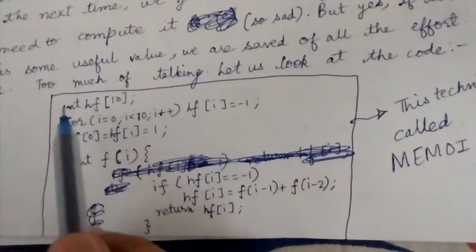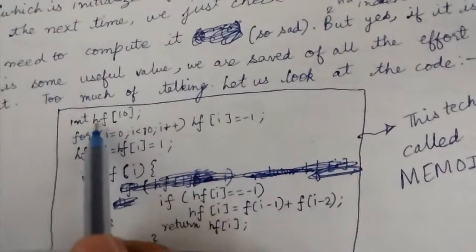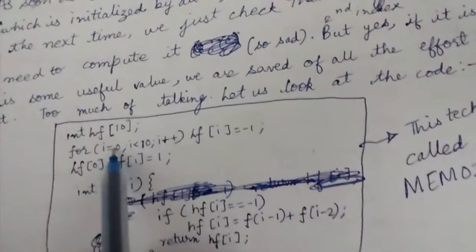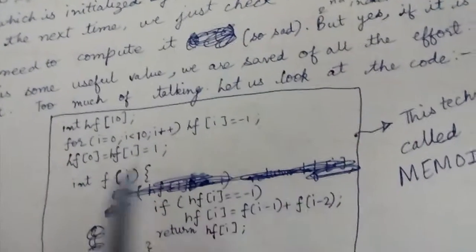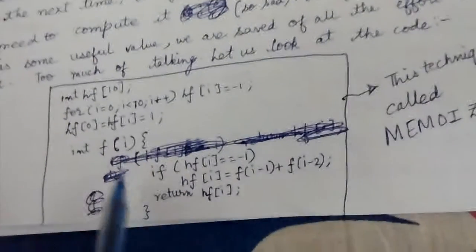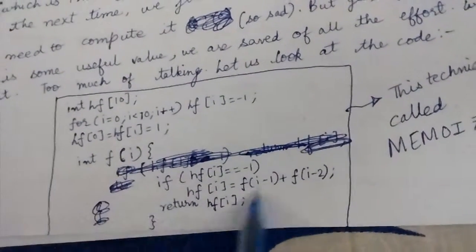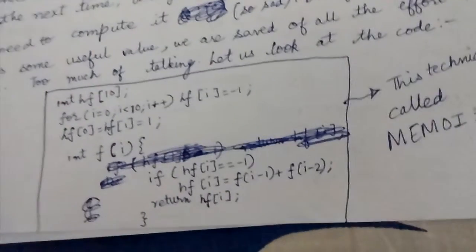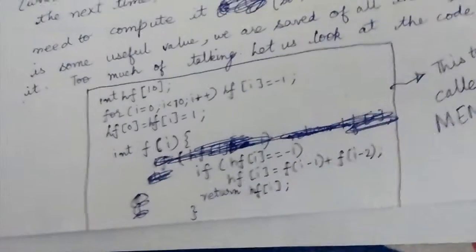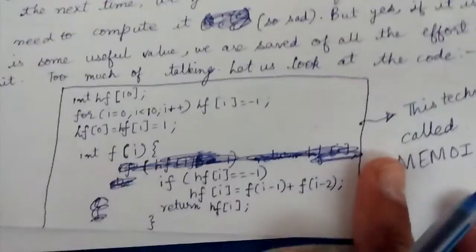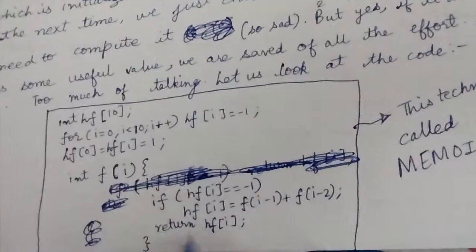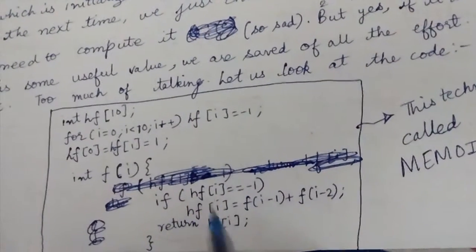Okay, so we create a global array which I am calling hf, that is, helper of f, of size 10, and for i equal to 0, i less than 10, I initialize it to -1, and hf0 and hf1 I am initializing to 1. And this is the simple plain recursive function. I have just added this hf in this function. So this is as simple as writing a plain recursive function, but with the added benefit that it is using dynamic programming and computing each subproblem only once. So overlapping subproblems are computed only once.